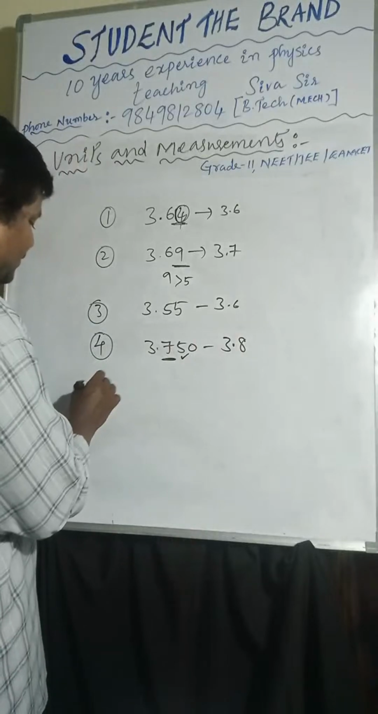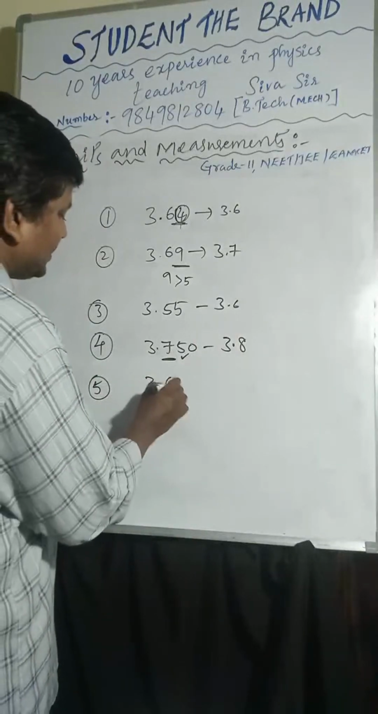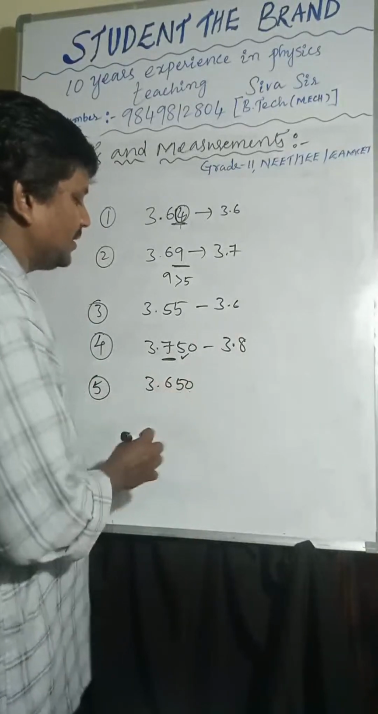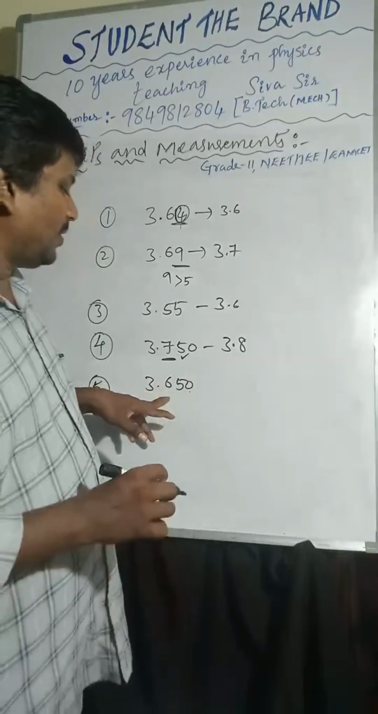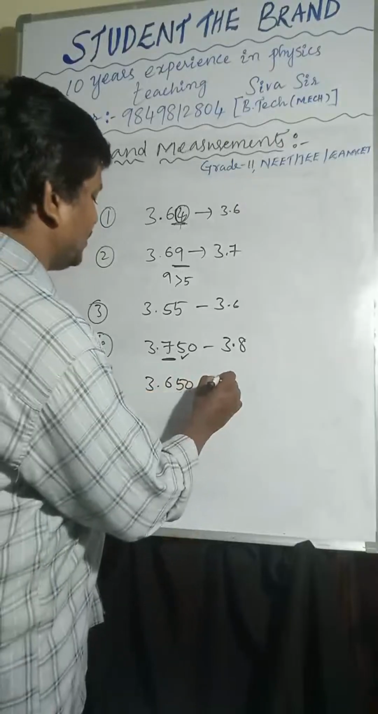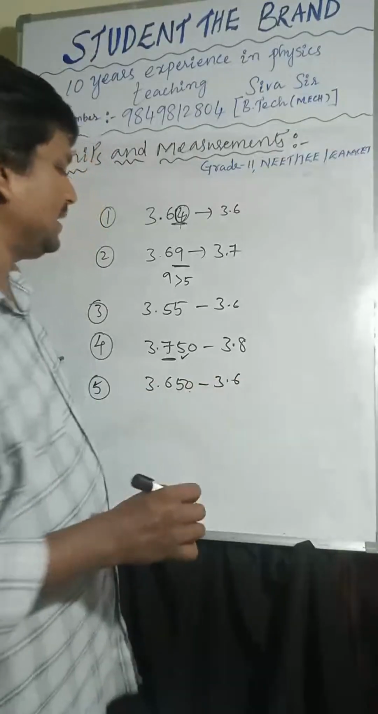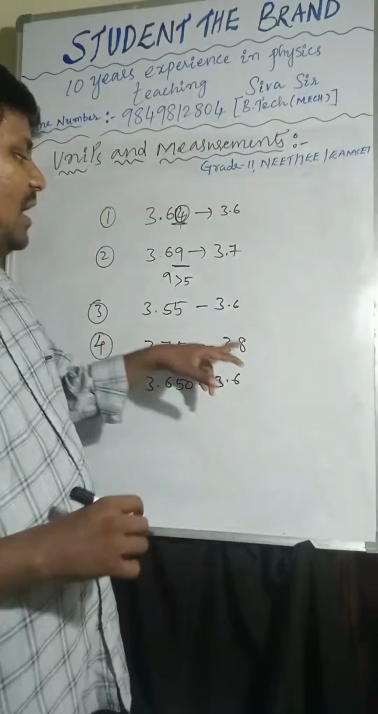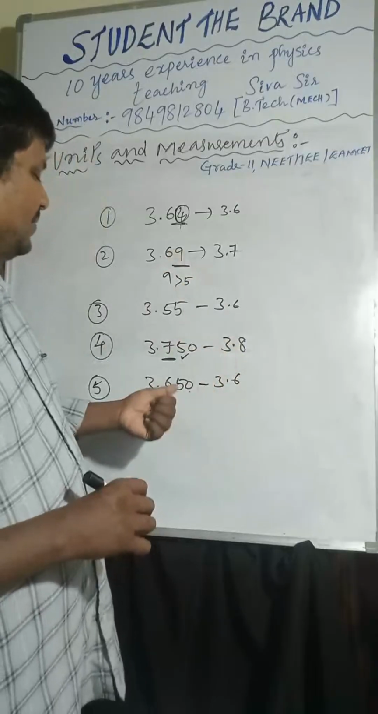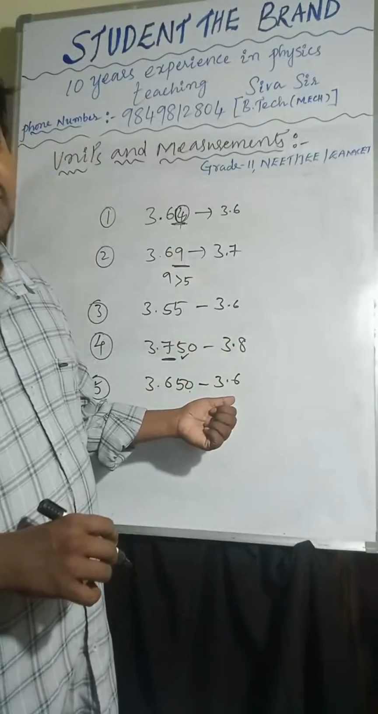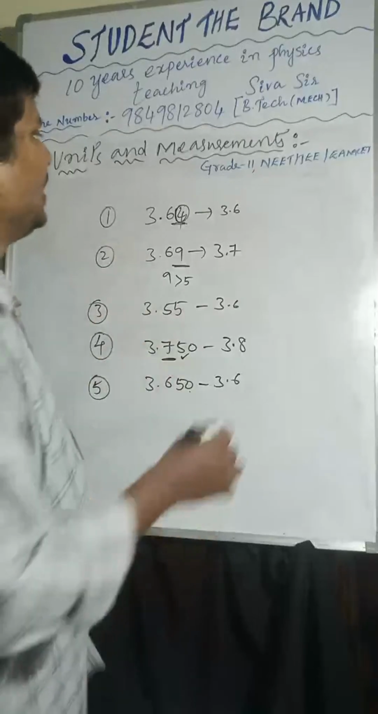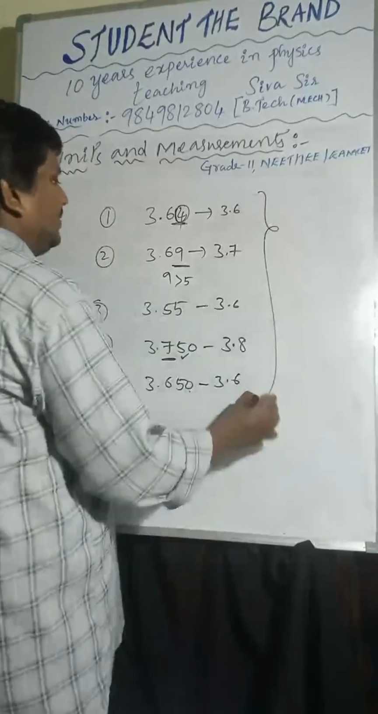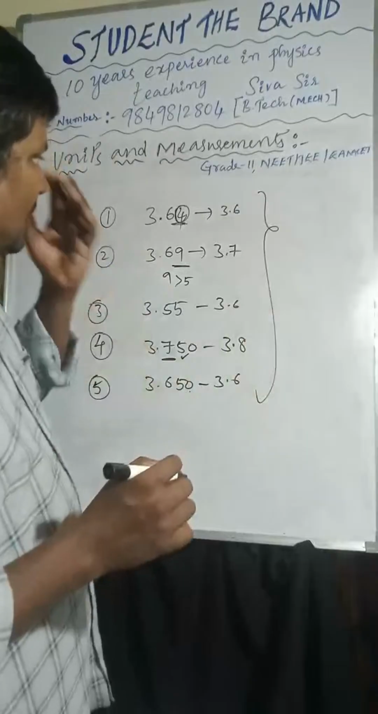And coming to the fifth one, if it is 3.650, the last number is 0, and the digit before it is even, which means we need not raise it; we have to write it like that only. If it is odd, we have to raise to the next one. If it is even, we need not raise, we keep it like that only. So this is the rounding of numbers.